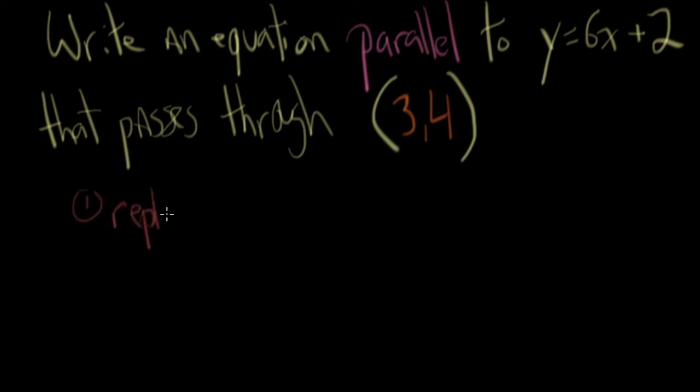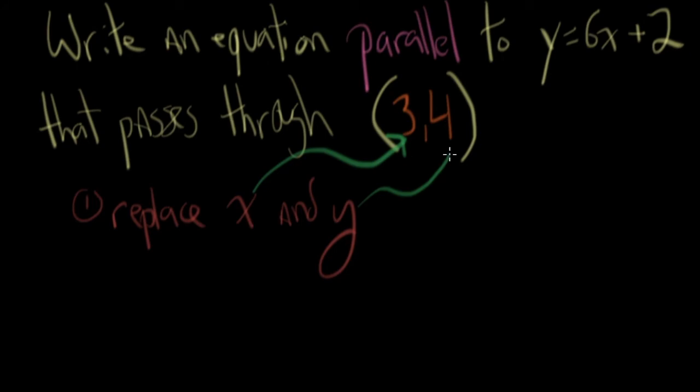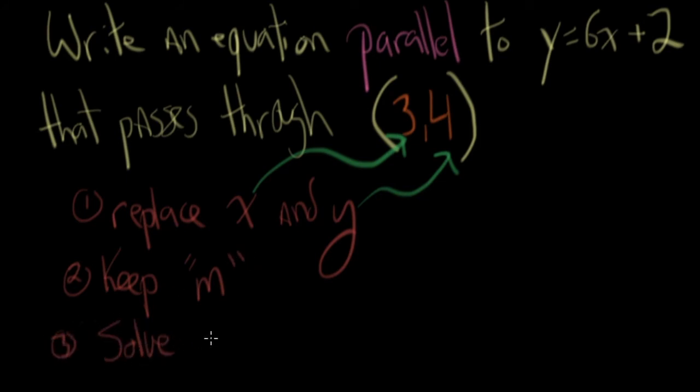Step 1, replace x and y. So you need to replace x and y. And you then need to go and, all right, I'll write this down. You're going to keep the m because it's parallel. And then you're going to solve for b. That's what you're going to be doing.